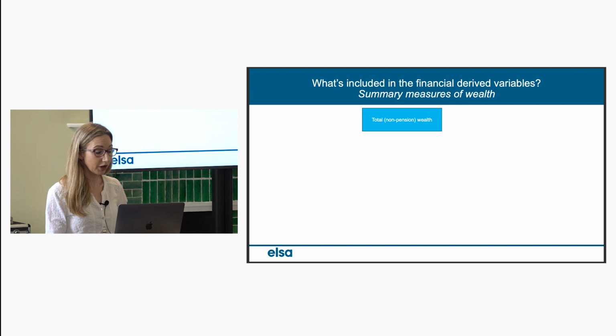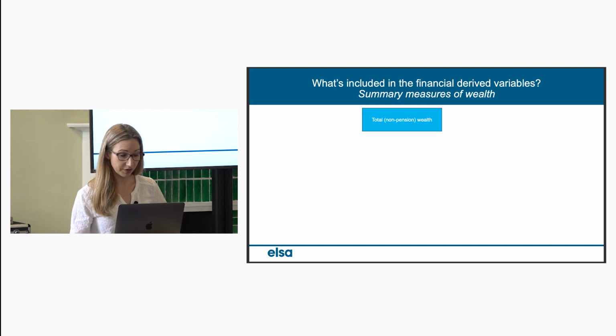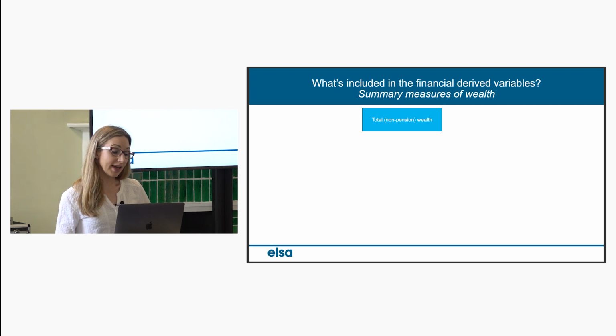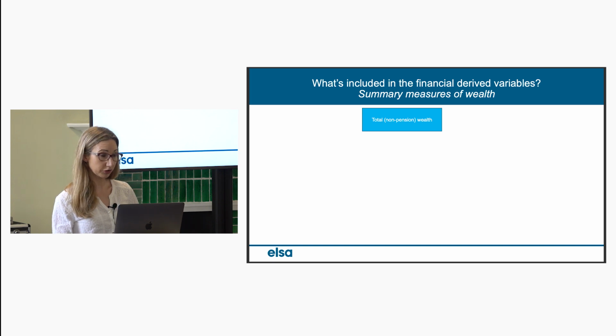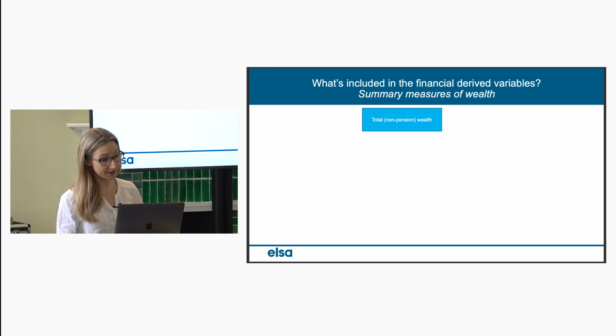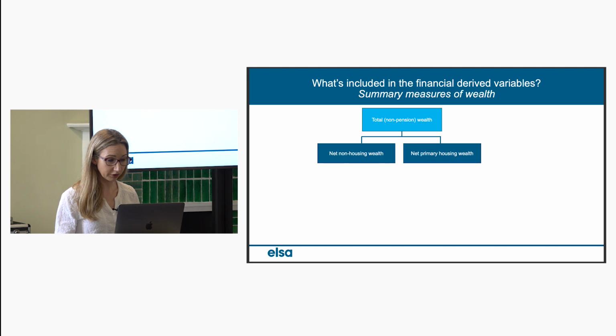So what about the wealth variables? So again, starting at the top with the most summary measure, we have total non-pension wealth. So in these financial variable files, we don't look at pension wealth at all. There are separate files for pension wealth, which have been derived for some of the waves, but not all of them. If you were interested in that, then you would be best to get in contact with either me or one of the other ELSA team to talk about where you would find that information and how to use it, because it's quite complex. So we're dealing with just non-pension wealth.